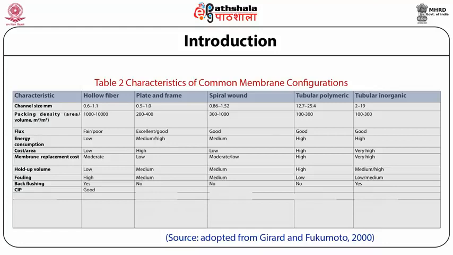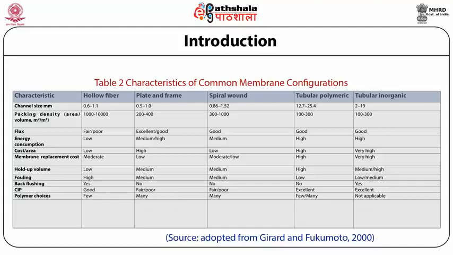Plate and frame: no; spiral wound: no; tubular polymeric: no, but it is highly suited for the tubular inorganic membrane. Polymer choice: for hollow fiber, few; plate and frame, many; spiral wound also many; and few for tubular polymeric. There are no polymers used for the manufacture of tubular inorganic membranes. Reason: these membranes are manufactured from mineral materials.